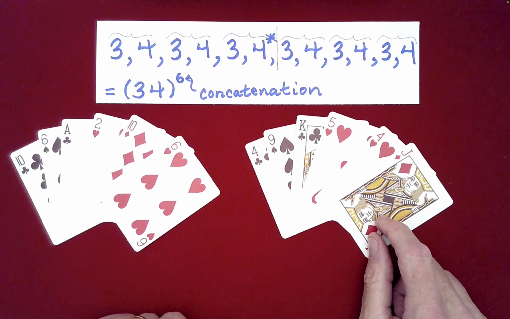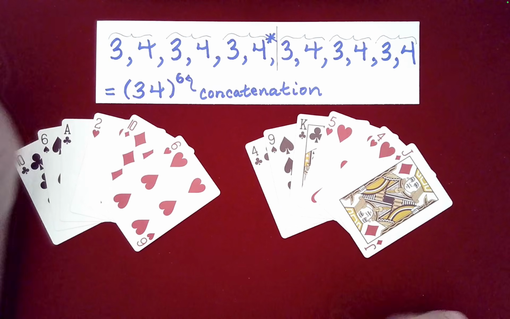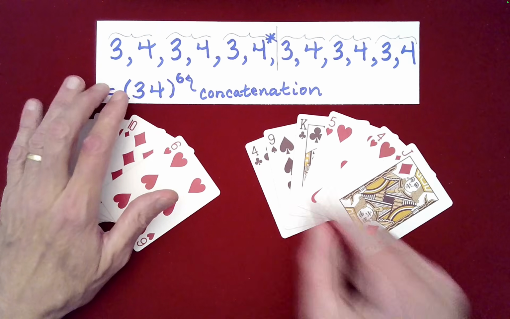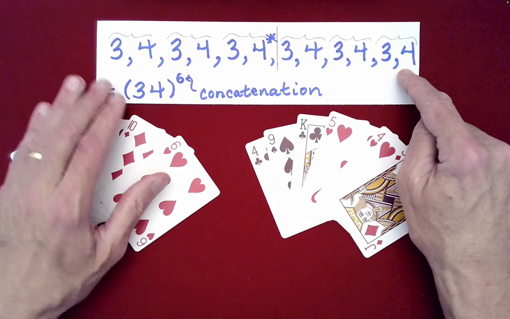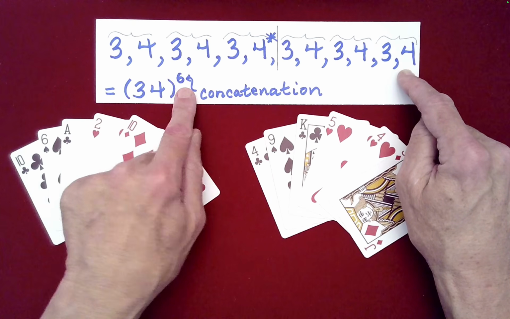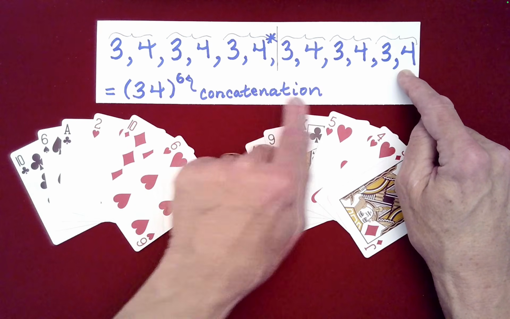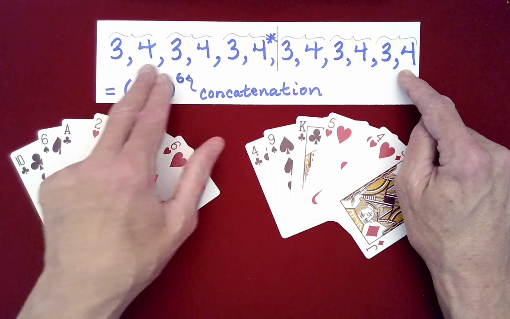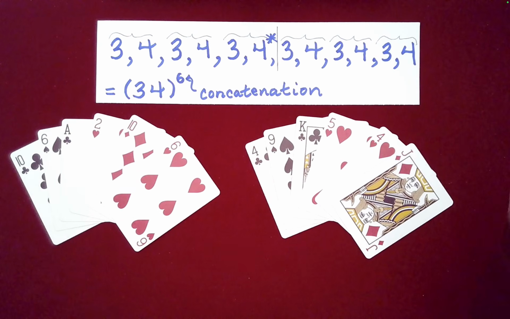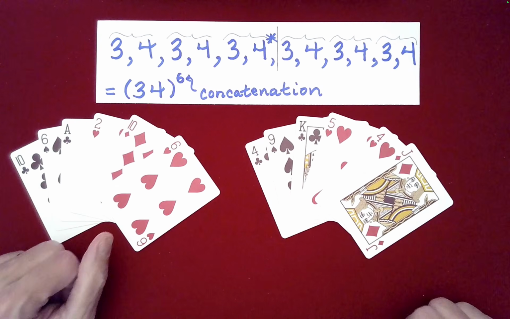Okay, so the invariant sequence with a special lone survivor is this one right here. It's just 3, 4 repeated a total of 6 times. The 6 here is for concatenation. So 3, 4, 3, 4 all the way through. So it's alternating. This is a cyclic packet here.